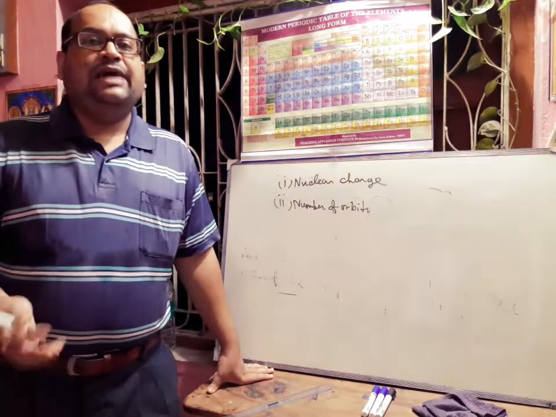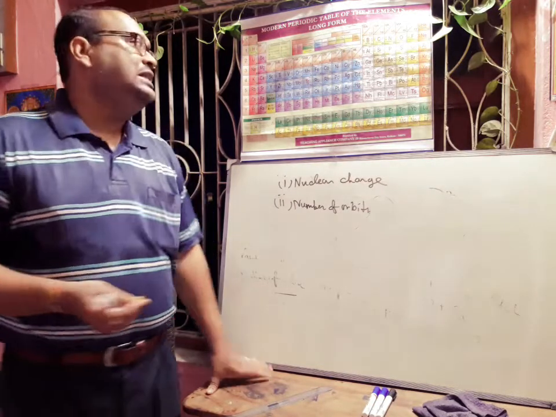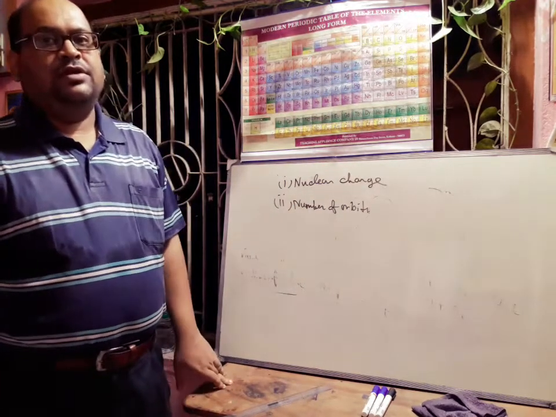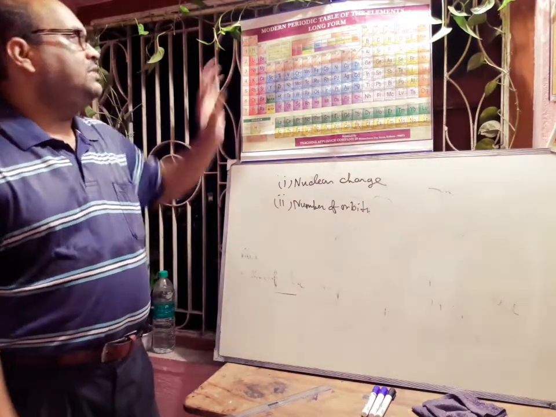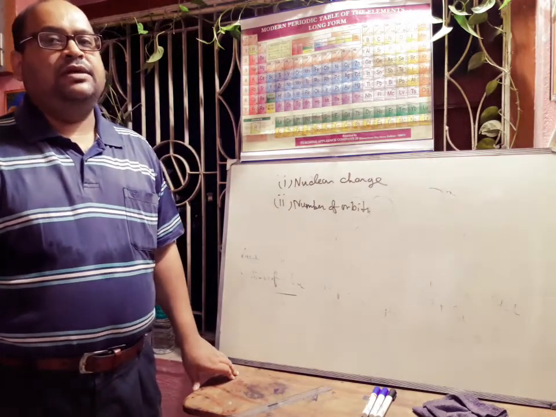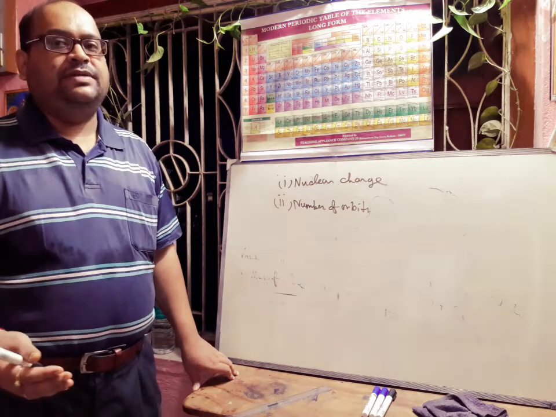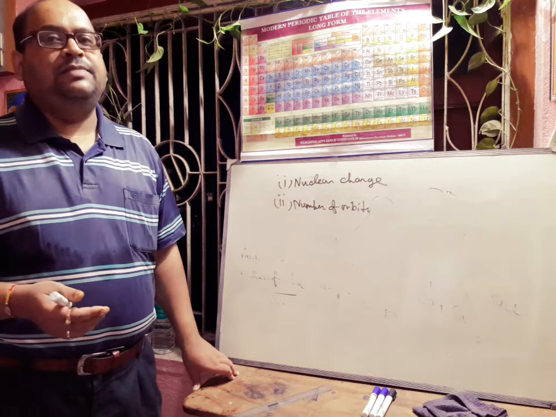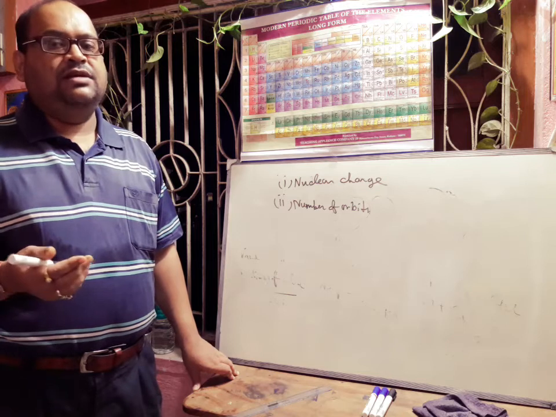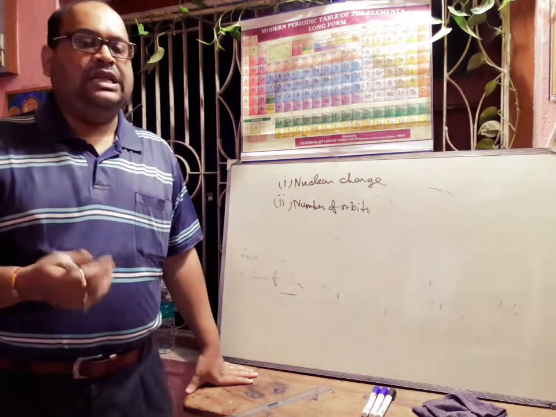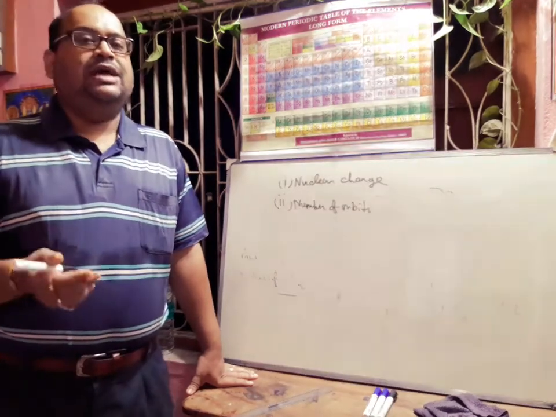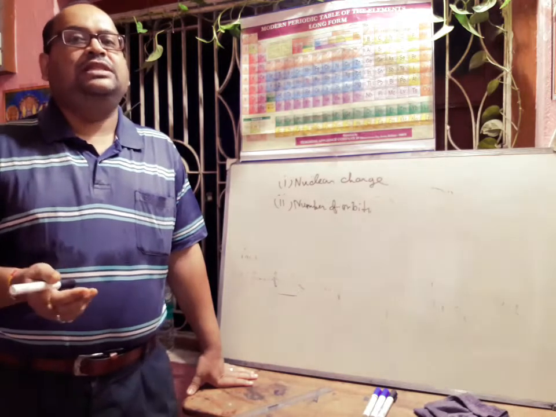We can think about the variation of atomic radii, for example lithium, beryllium, boron, carbon, nitrogen, oxygen, fluorine, neon. Lithium is near about 152 picometer, beryllium 111 picometer, boron 88, carbon 77, so slowly it decreases. Then nitrogen 70 picometer, oxygen 74, and fluorine 72. But for neon it is 154, because here they are monoatomic, they are not forming any covalent bond. So here we are considering the van der Waals radius.